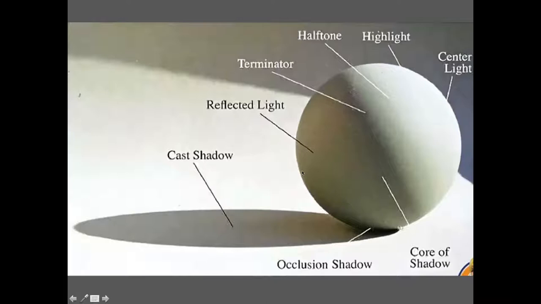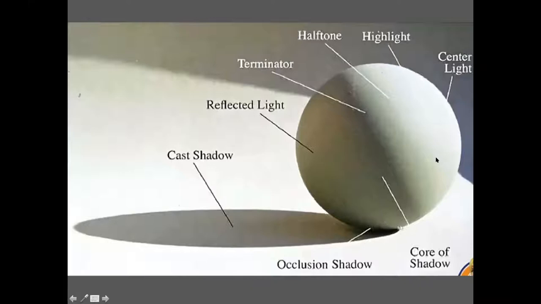And everything in the shadow mass is a plane on the form that's turned away from the light source. And I just want to remind people, if I use a term, especially today, but anytime in the class, that I haven't defined, don't hesitate to let me know.